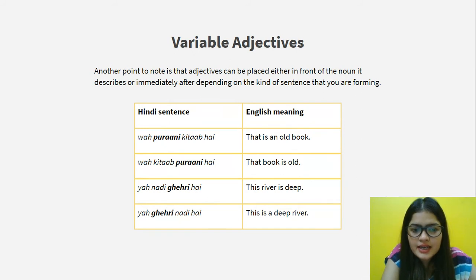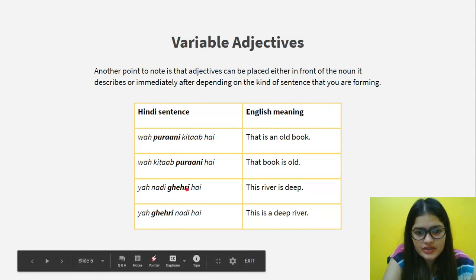All right. यह नदी गहरी है. This river is deep. The second sentence: this is a deep river. So, what are we seeing? The emphasis is changing. In the first sentence, the emphasis was on the river. However, in the second sentence, the emphasis is on the adjective. यह गहरी नदी है. Alright? See how the positions are changing. यह नदी गहरी है. The other one, यह गहरी नदी है.